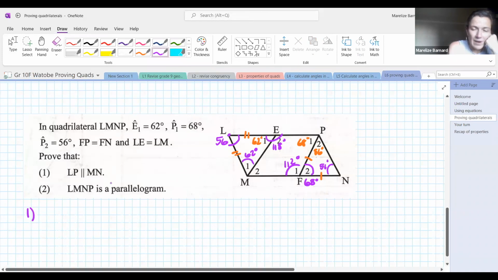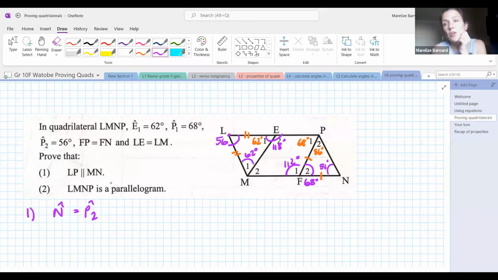Ma'am, I wanted to ask if M2 can be equal to F2 as corresponding angles. Only if those lines were parallel, but we don't know that. Oh, okay. Thank you, ma'am.